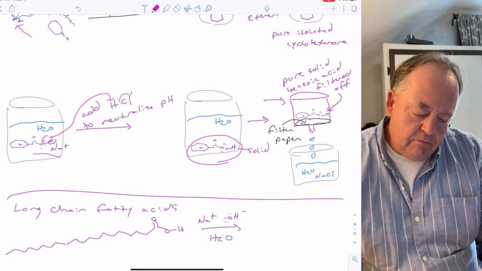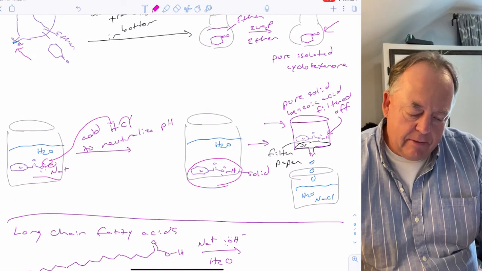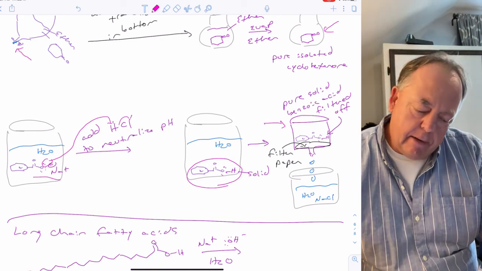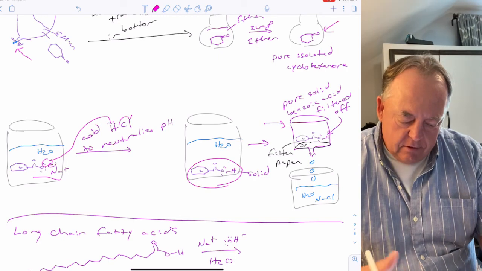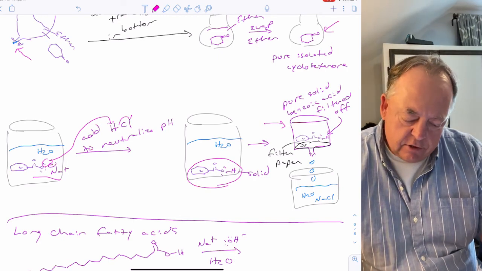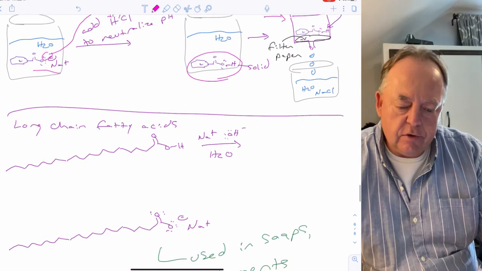So all you did is manipulate the solubility properties by making its conjugate base, made it water soluble, and then once you separate it, neutralize the pH, the carboxylic acid precipitates out, so you filter it off.